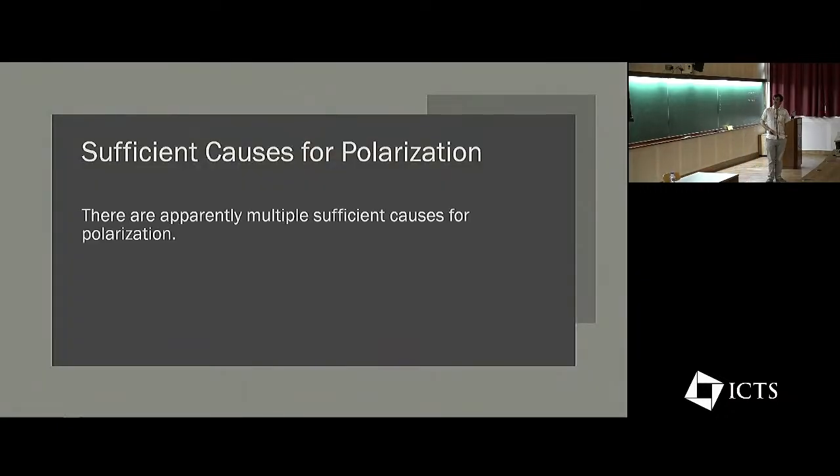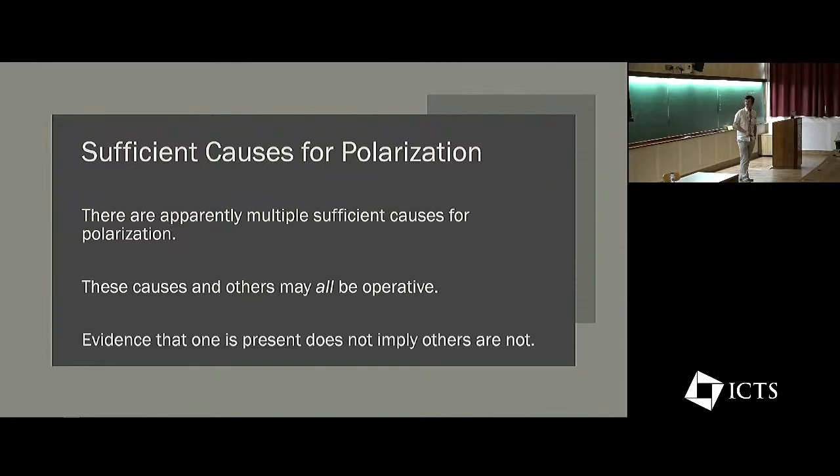So I want to suggest that we think about this in a different way and think, look, there are multiple sufficient causes for polarization, and all of them may be operative. I've just described two. Presumably there are others that you can come up with. And so evidence that one is present does not imply that the others are not.